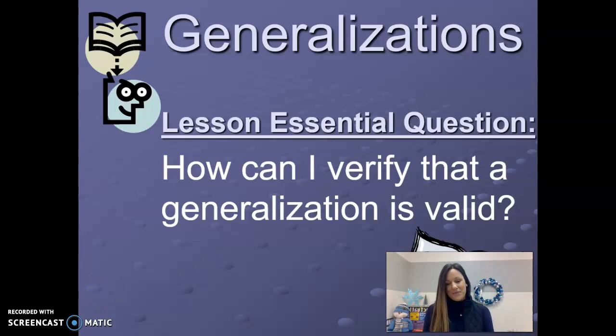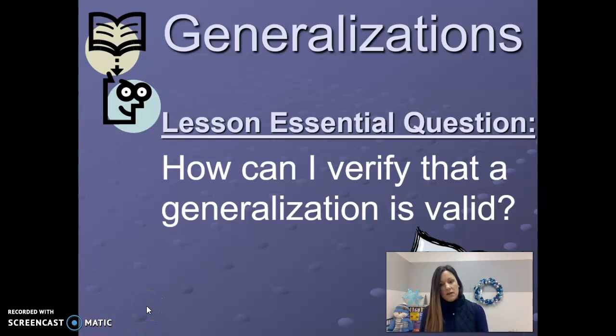Hi guys. So we have just finished up elements of fiction and writing a summary. So for the next couple of weeks, we're going to focus on generalizations. Now we're still going to work with fiction text, but we are going to focus on how we can verify that a generalization is valid, why it's important to be able to understand generalizations, and why authors use them, okay?